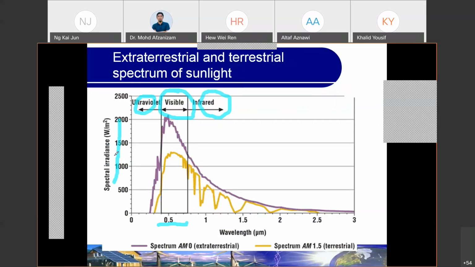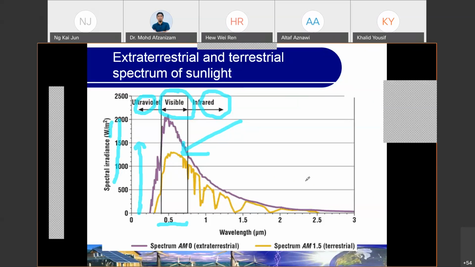Spectral irradiance. It's quite high, so normally we go for this yellow one, in terms of watt per meter square. In terms of the square, we are in the range of 1,400 maximum, and then until we reach the Earth, so this is the range.